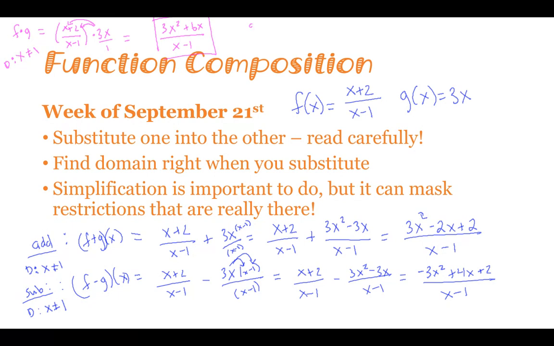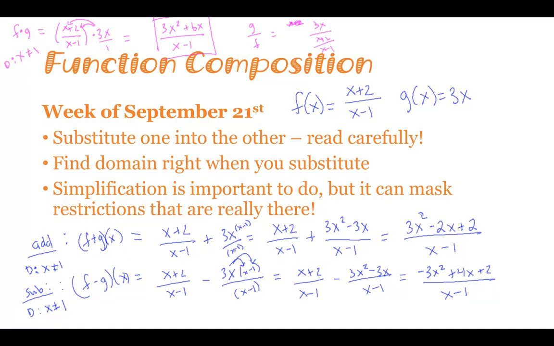And then I'm going to do g over f. So when I set this up, I've got x plus 2. No, I don't. My goodness, my friends. 3x over x plus 2 over x minus 1. Sorry, my pen is lagging.